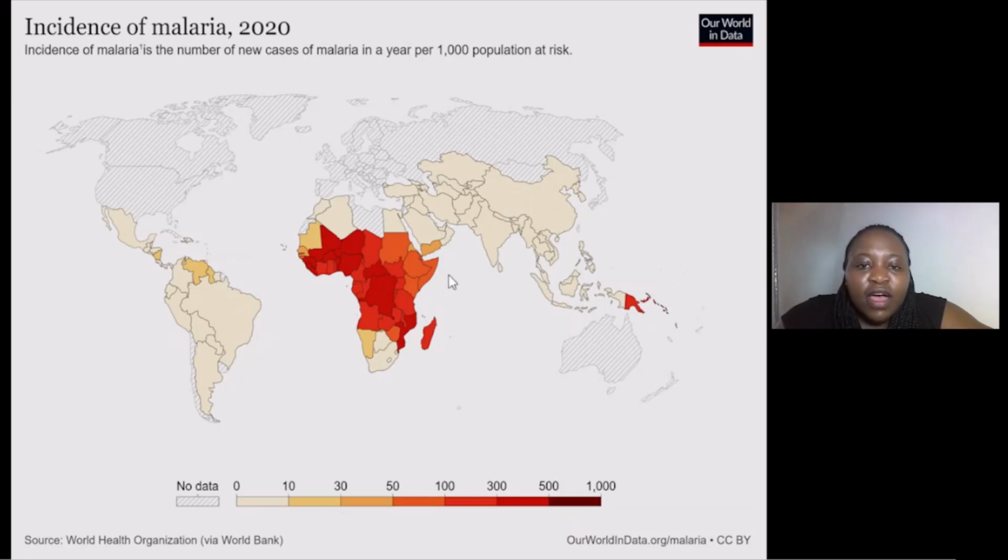And then we have Africa, South Africa, and a great part of North Africa. We also have about 0 to 10 new cases per 1,000 population. And now West Africa, Central Africa, and East Africa, we have at least 50 and over new cases per 1,000 population at risk. And for Kenya, where I am, we are around 50 to 100 new malaria cases per population of 1,000 who are at risk of getting the infection.